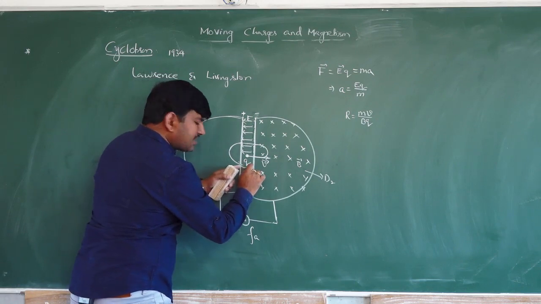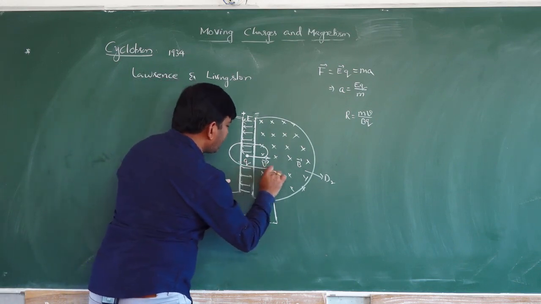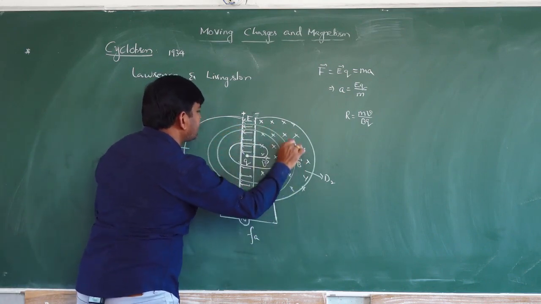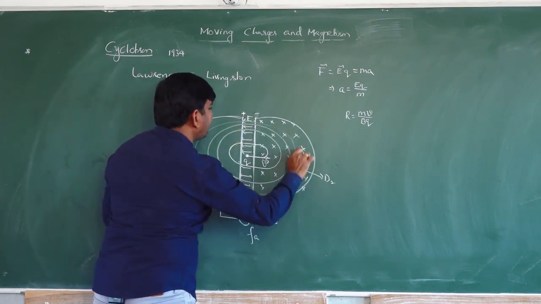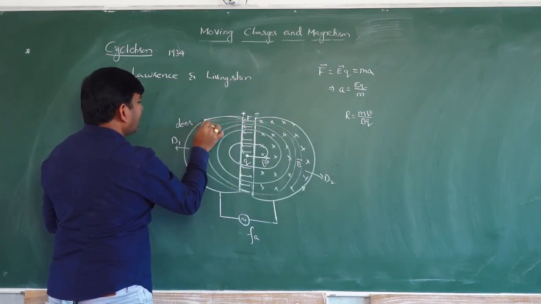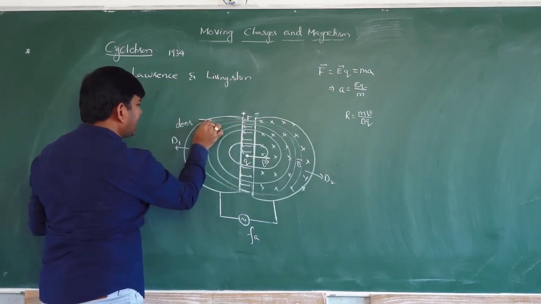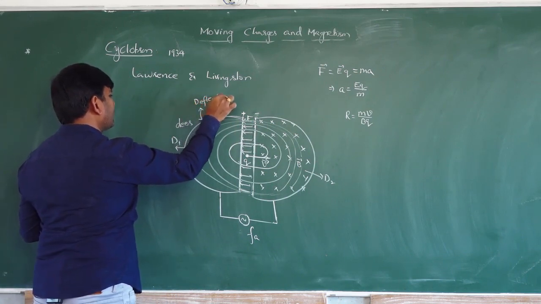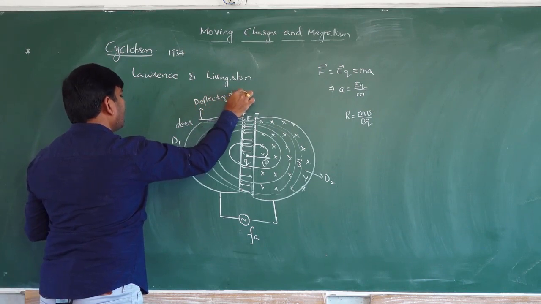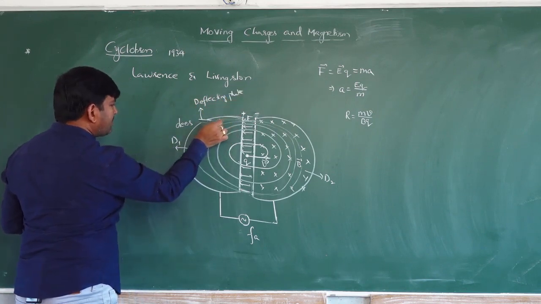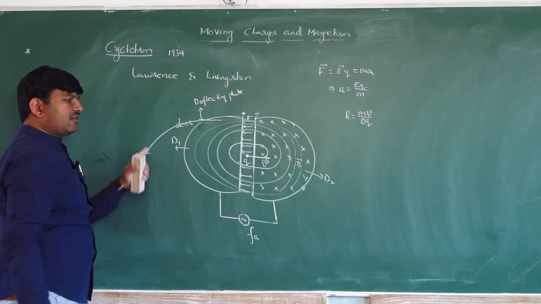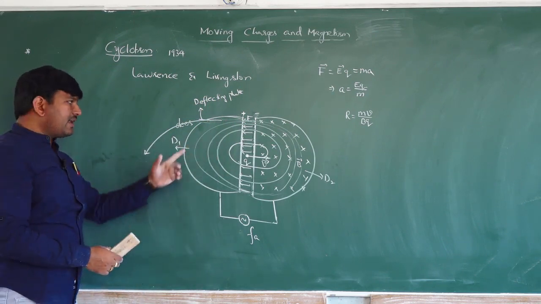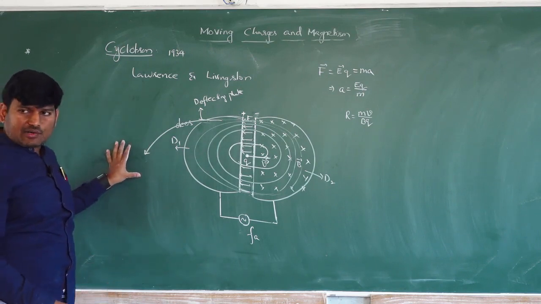Now, here it comes, again the speed increases. Now, it increases like this. Because of this, the radius of the path increases, and finally, it will come out of one of the Ds. Here there will be a deflecting plate. This is called the deflecting plate. Whenever the radius becomes equal to the radius of the D, the charged particle will come out, and it is coming out with increased speed. So, as the speed increases, I can say that it is getting accelerated.